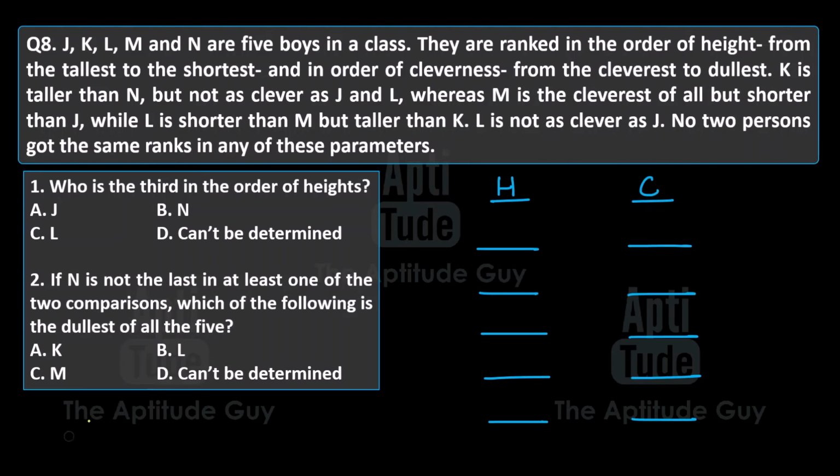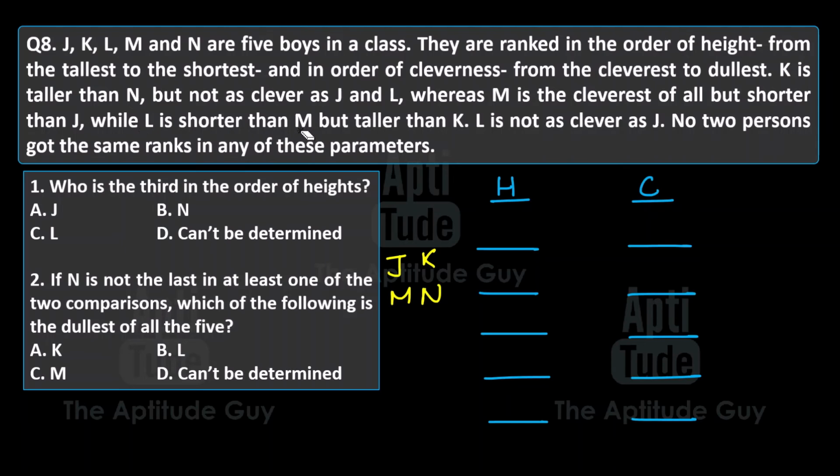Let's solve this question now. First, as usual, read only the height data. Do not bother about the cleverness data. K is taller than N. Alright. K is taller than N. Done. M is the cleverest of all but shorter than J. Okay. M is shorter than J. I'm writing them side by side because we do not currently know the connection between JM and KN. So I'm writing them side by side.